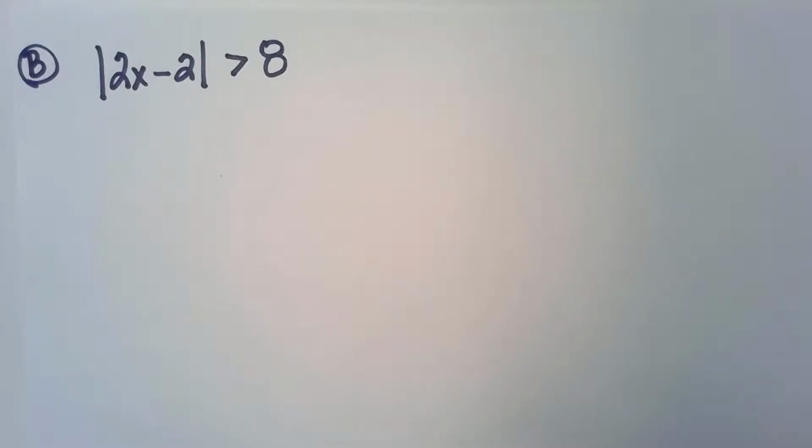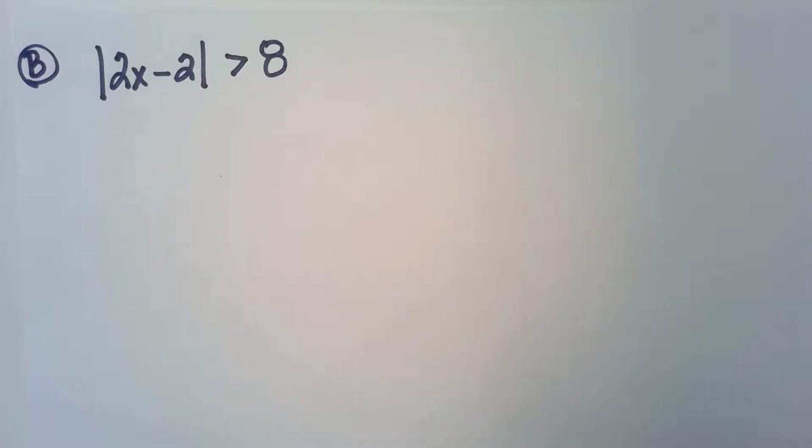All right, so we're going to solve and graph, as well as write the interval notation of this solution set. So we have the absolute value of 2x minus 2 is greater than 8. Okay, so we have greater than. So how we're going to set it up is to write this out as two inequalities.